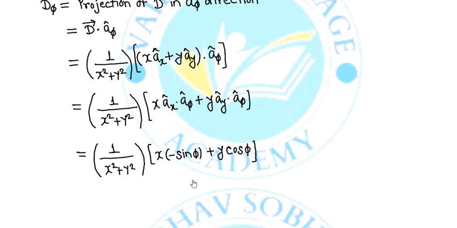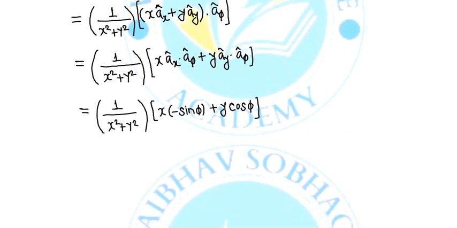Okay, now we are done with the dot product part. Now we are going to put the value of x and y. So what do we have for x? We have that x is equal to rho cos phi. So what will be the denominator over here? x is rho cos phi, so that will be rho square cos square phi, plus y. Y is rho sin phi, so rho square sin square phi.